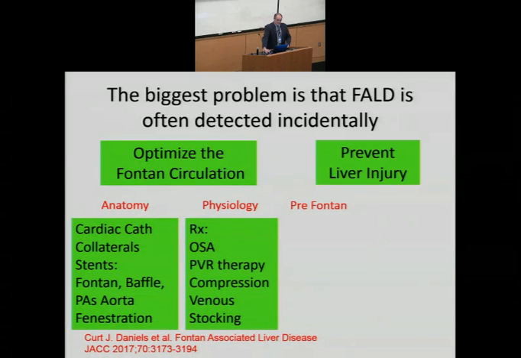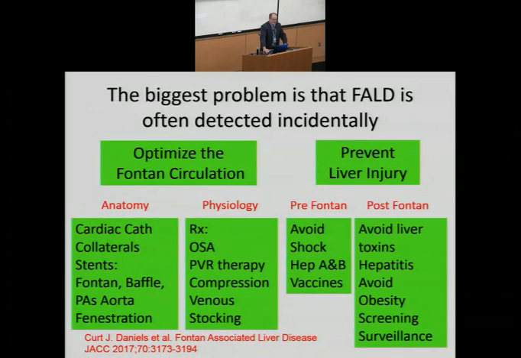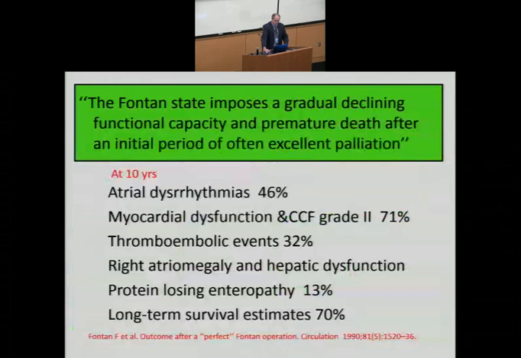And the next part is really preventing liver injury. Pre-Fontan, avoiding any shock during any of those initial surgeries, protecting the liver, which our colleagues do in critical care, Hep A and B vaccines. And then post-Fontan, we don't know the importance of alcohol in these patients. Does it cause significant liver disease? Does it advance it? We still don't know that. Obviously, the vaccinations, avoiding hepatitis and obesity, hepatosteatosis, trying to minimize the reasons why the liver may stiffen up.